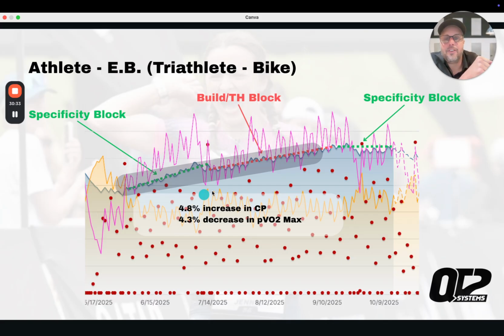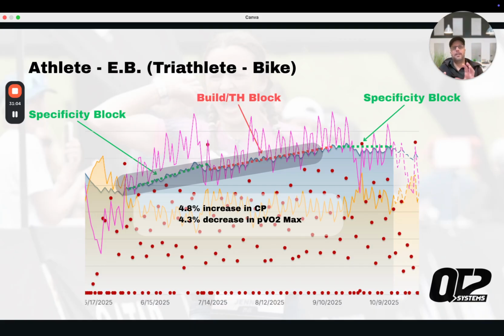Okay. During this time frame right here, during the specificity and the build threshold, and remember, specificity is not a time when we really get to build fitness. It's when we're trying to utilize the fitness in as race specific a way as possible. So typically speaking, it's a relatively flat time from a CTL perspective. We got CTL growth during this time.